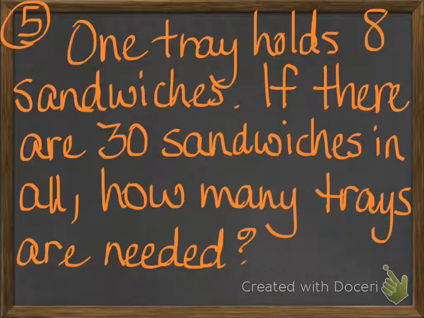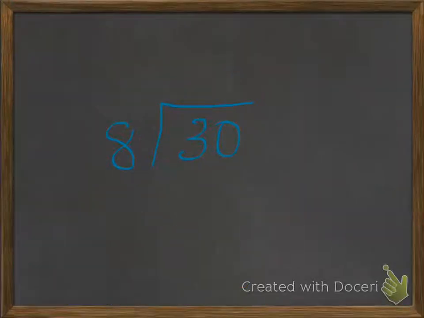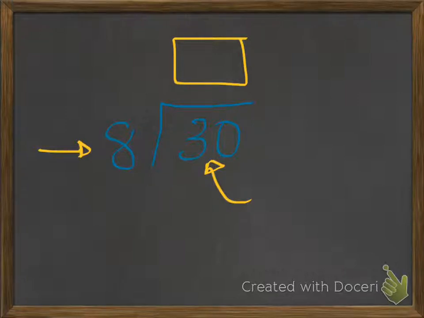One tray holds 8 sandwiches. If there are 30 sandwiches in all, how many trays are needed? Now, I wanted to make an equation, so it's going to be 30 divided by 8 equals T, for tray. So I have to find out how many trays I'll need. So I put my numbers in the division box. Here I have the dividend, 30, 8 is my divisor, and I have to find the quotient. So I'm going to do that now. Let me erase that.